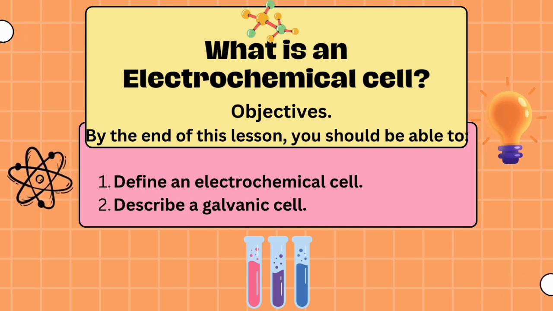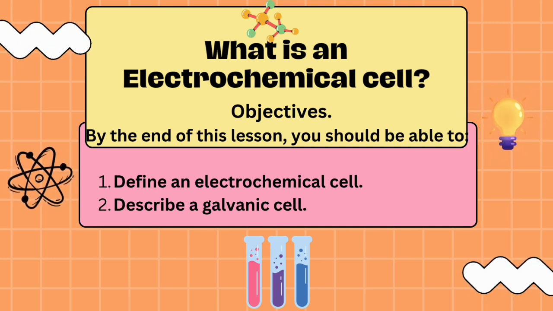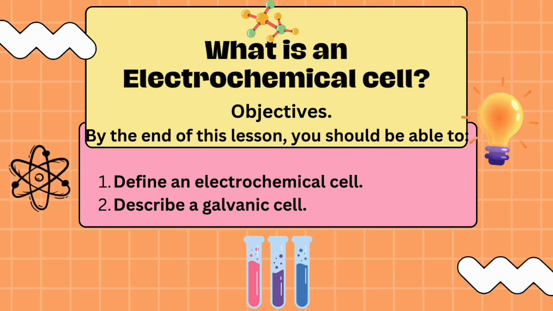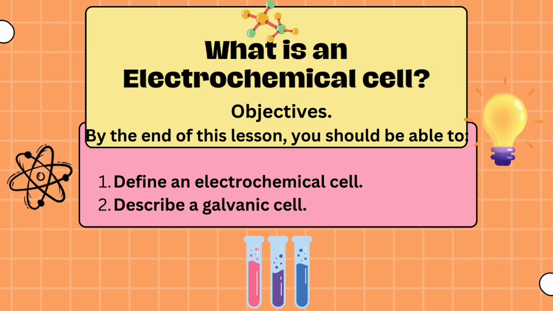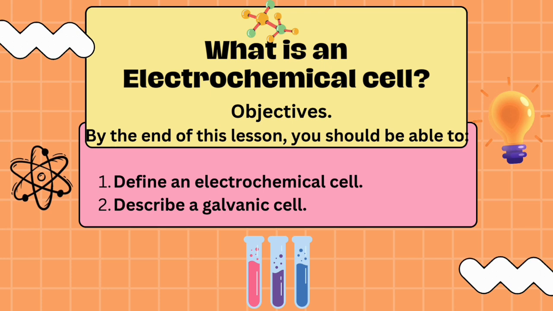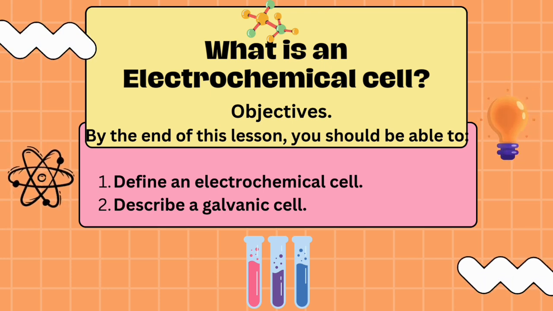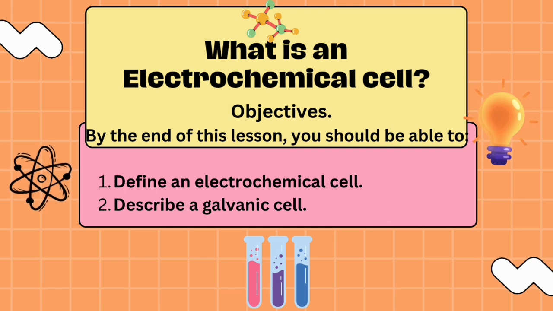By the end of this lesson, you should be able to define an electrochemical cell and describe a typical galvanic cell. That is an electrochemical setup. But what is an electrochemical cell?